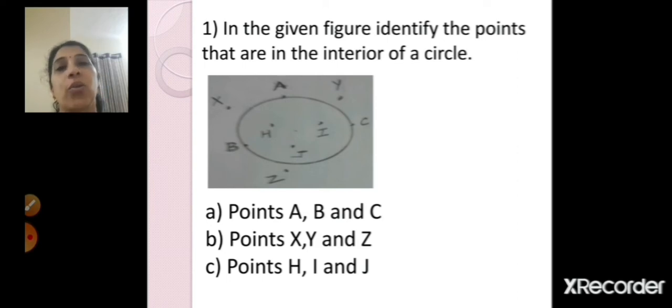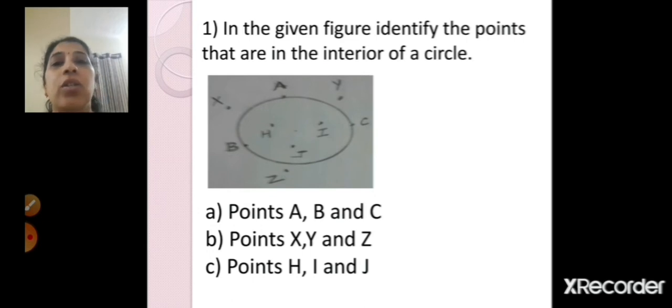So I hope children you remember what is interior, what is exterior and what is on the circle. Interior means inside the circle, exterior means outside the circle, and on the circle means the points are on the circle. Now if you see here in the given figure, identify the points that are in the interior of the circle. So 3 options will be given to you for the interior points. Points A, B and C. Second option is points X, Y and Z. And third option is points H, I and J.